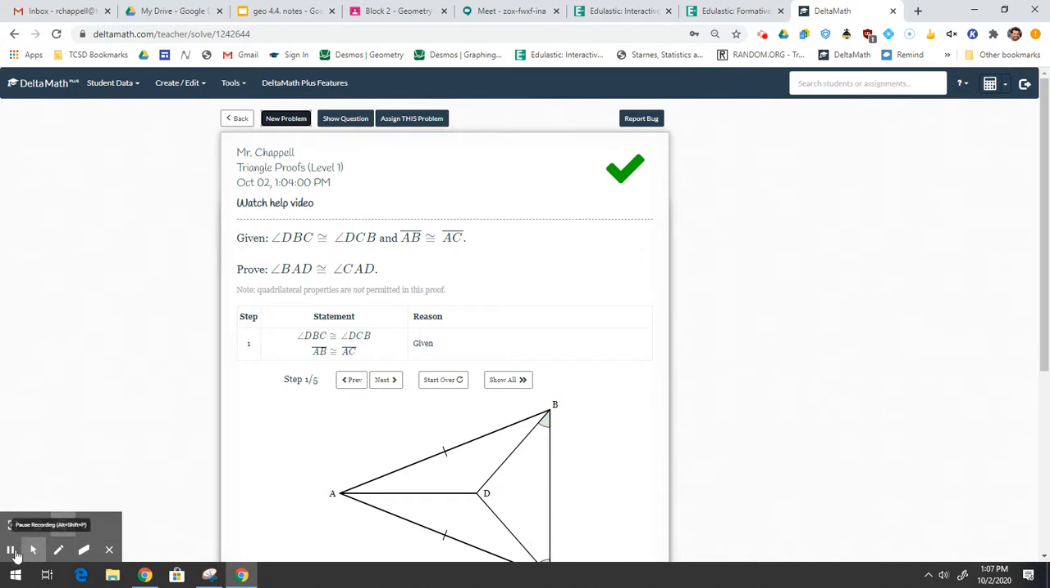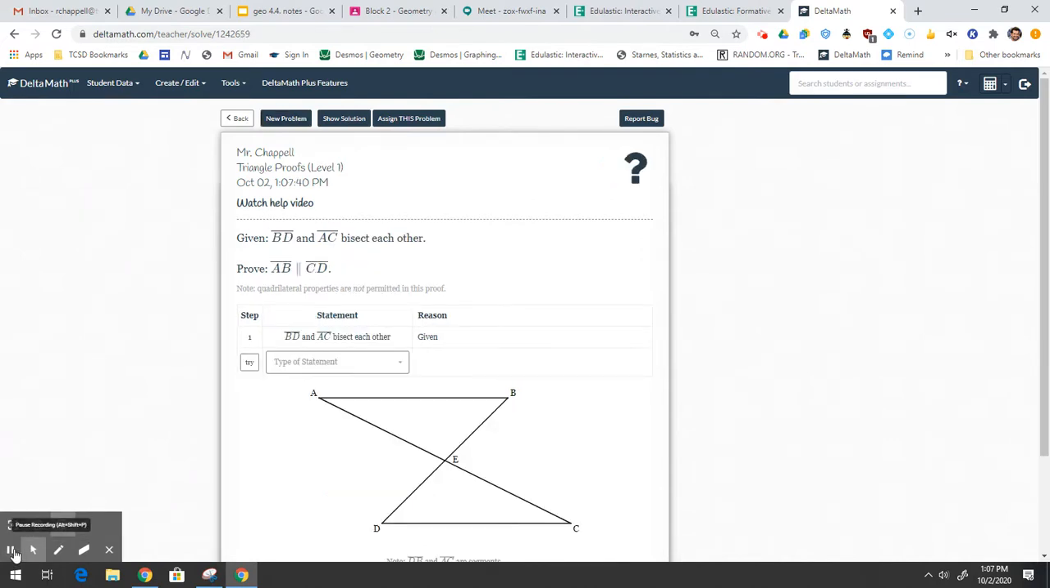Yes. Okay, another proof coming. All right, great. Here we go. Another humdinger of a proof. So we have to prove that segments AB and CD are parallel. Oh my goodness gracious. How in the world am I going to do that?